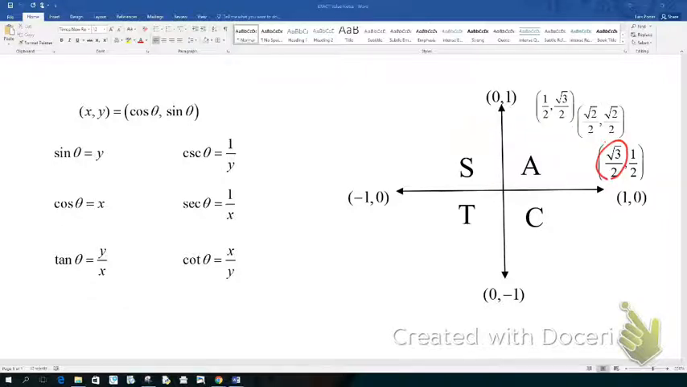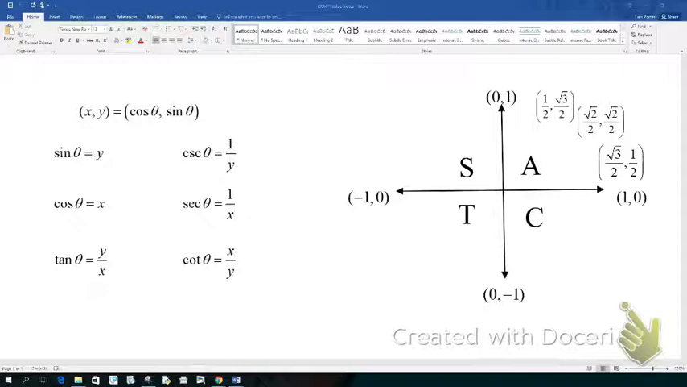Let me start over with A. We have these letters ASTC, and we have a little acronym that helps us remember exactly what they are. Typically what math teachers will say is that this stands for all students take calculus. So ASTC, all students take calculus. And what this is meant to do is help remind us what is positive.